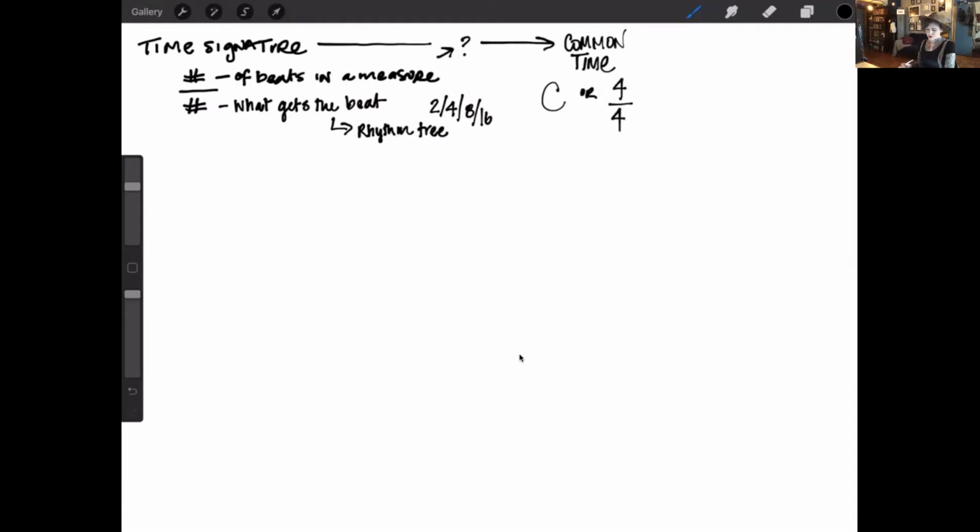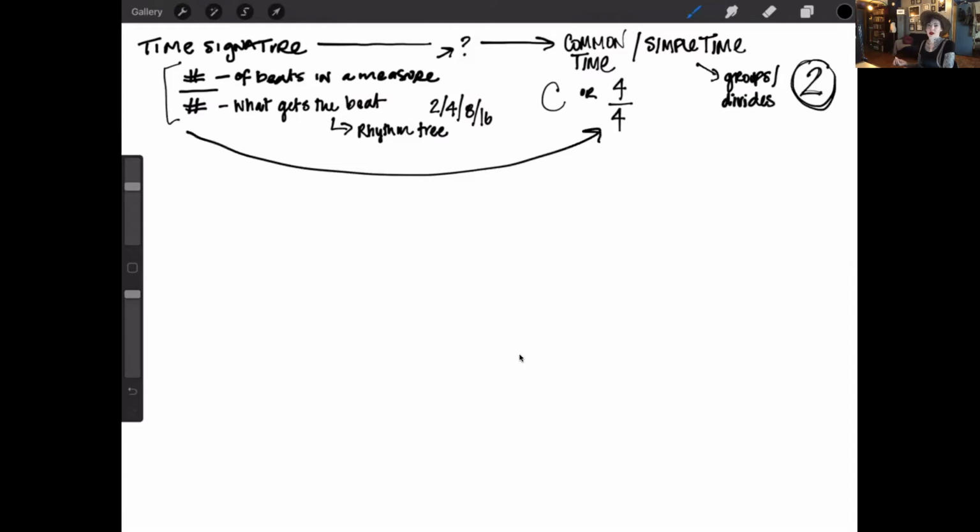So common time also happens to be an example of what we call simple time. And simple time divides out or groups things into groupings of 2. Okay, well, what does that mean in regards to a time signature? Well, again, a time signature, like I said, is expressed as a ratio, a number over a number. We said that this one is the most common one that we listen to.